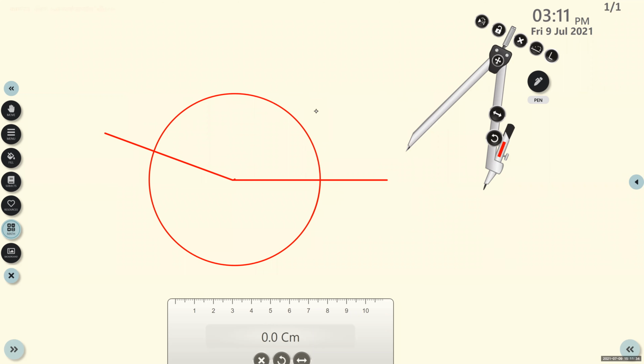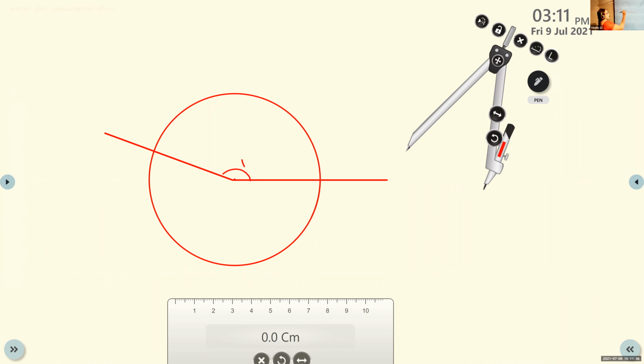Okay. So this is 160 degree. Mark it. 160 degree.